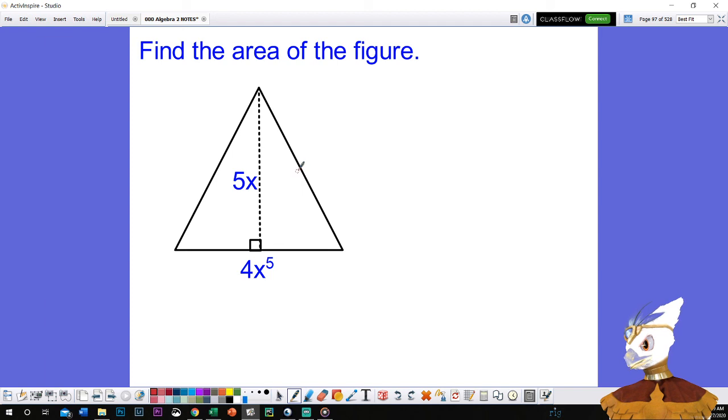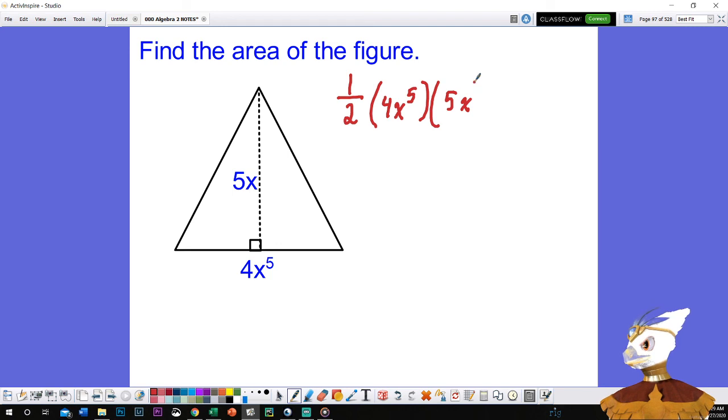Similarly, we're going to do the area of a triangle. Area of a triangle is 1/2 base times height. And we can reorder these any way we wish. So we're going to put the 1/2, the 4, and the 5 all together. We're going to put the x to the 5th and the x together.